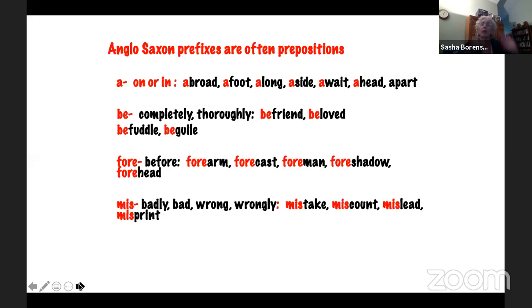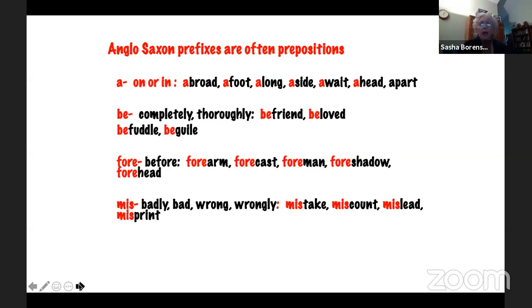Okay. We've done a lot of things with the ends of an Anglo-Saxon word. Now we're going to talk about the prefixes for Anglo-Saxon words. And I think that Anglo-Saxon words are just so interesting because they are very, very, very common words.